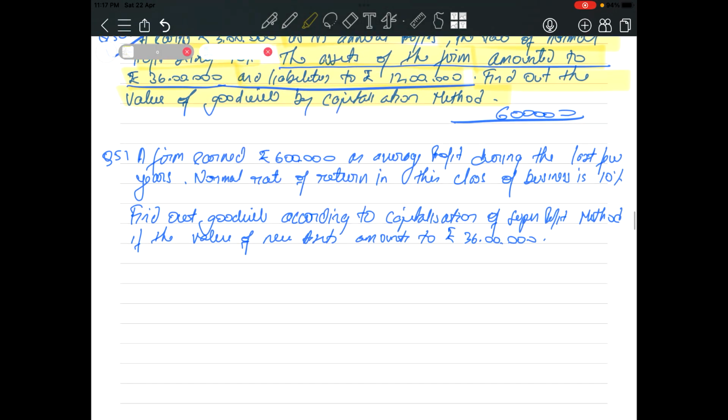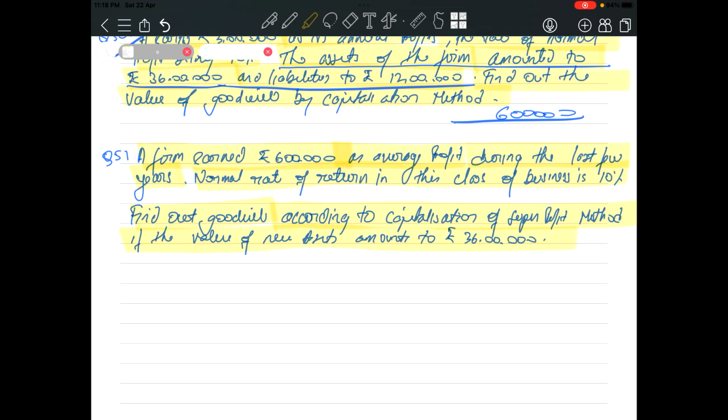What is question number 51 saying? A firm earned rupees 6 lakhs as average profit during the last few years. The normal rate of return in this class of business is 10%. Now find out goodwill according to the capitalization of super profit method, if the value of net assets amounted to 36 lakhs.